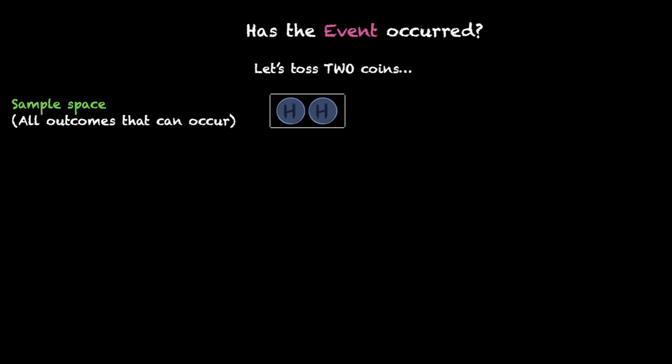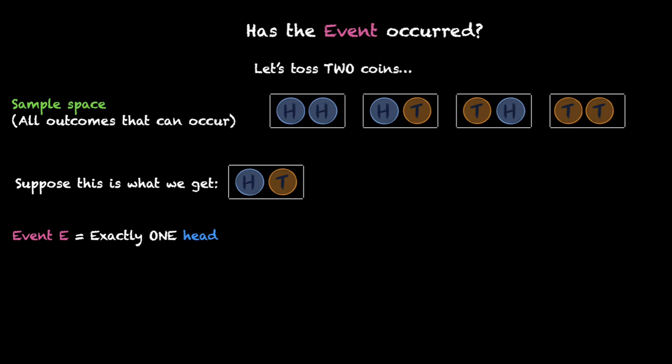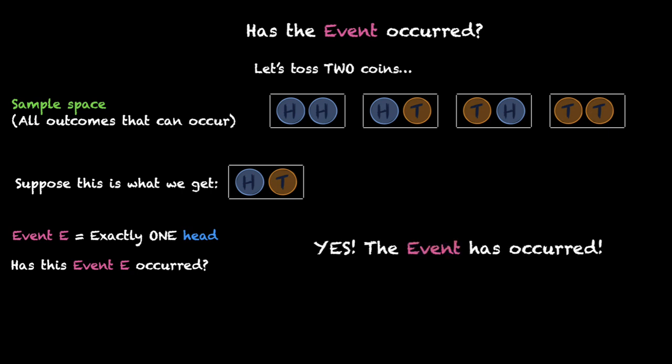Now, how do we know that an event has occurred? Let's again toss two coins. This is our sample space. Now let's assume that this is what we get. We toss two coins and we get the first one as heads and the second one as tails. The question for us is, this event E, which is exactly one head, has this event occurred? Think about it. Well, there's nothing much to think about. We can actually see that there's exactly one head on the screen. We have the first one as heads and the second one as tails. So yes, the event has occurred.